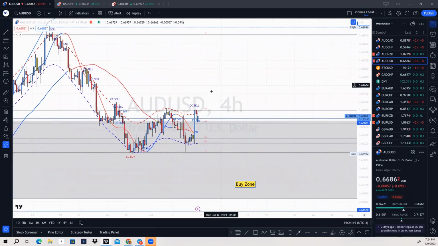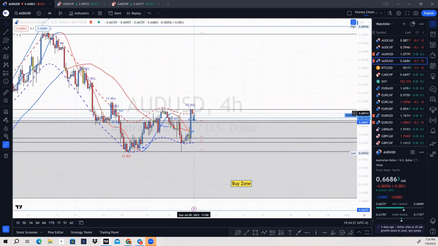Again, we have a CC sell on the 4 hour time frame. But now that I know that price is bullish on a daily time frame, this 4 hour time frame is simply what? It's simply a pullback for price to go higher. So I'm looking for price to maybe drop down to this area here, and then looking for price to go higher on AUDUSD. Okay, looking for price to pull back to go higher on AUDUSD.